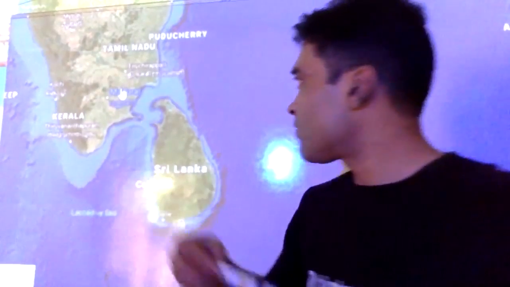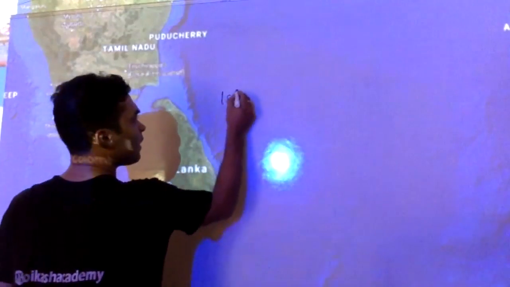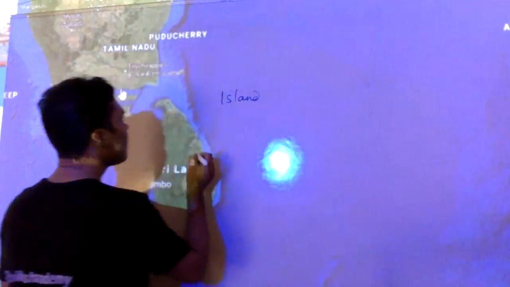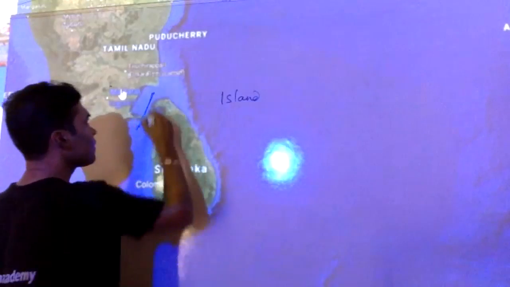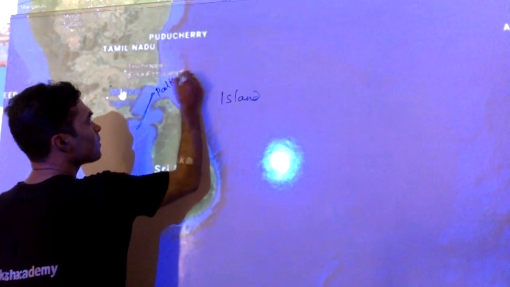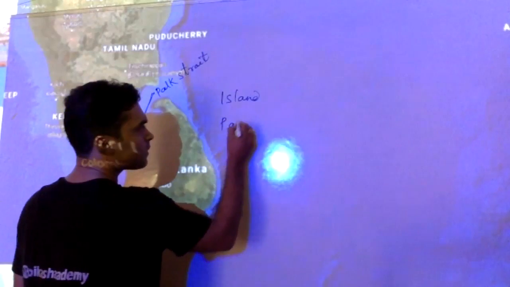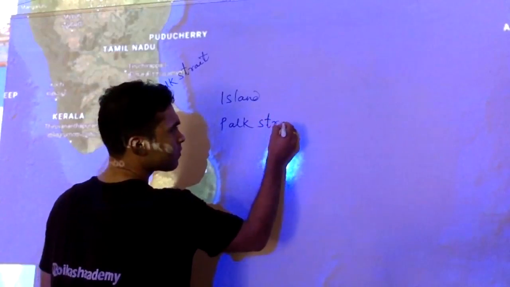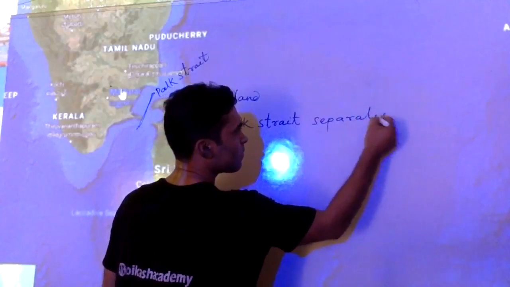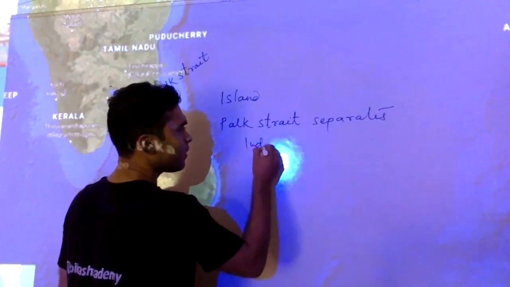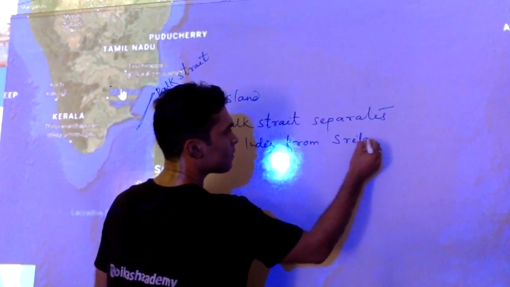You can write one point here that Palk Strait separates Sri Lanka from India, or India from Sri Lanka. So first thing is that we have to understand Sri Lanka is one island, right? And it is separated from India by Palk Strait. So Palk Strait is here. Palk Strait separates India from Sri Lanka. This point we have to remember.